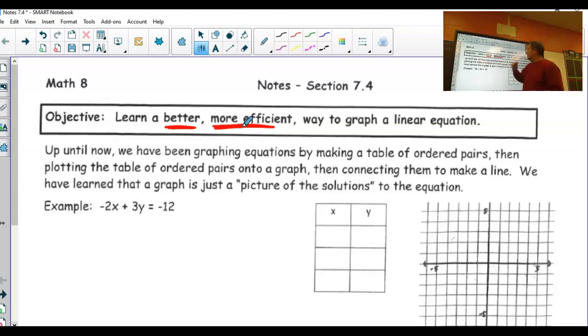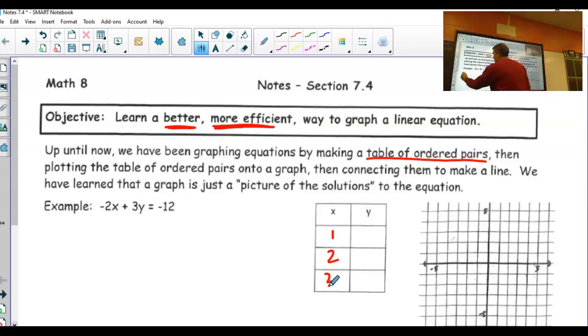Up until now, we have been graphing equations by making a table of ordered pairs. And that's been kind of a pain, hasn't it? Then we plot the table of ordered pairs on the graph and we connect them to make a line. So we're going to do an example of what we've been doing just to see that it's not that great a way, perhaps. So we made the table by putting 1, 2, and 3 in for x.